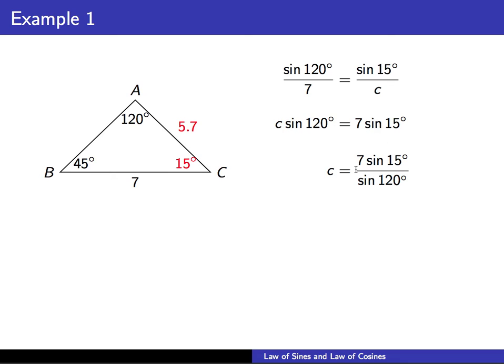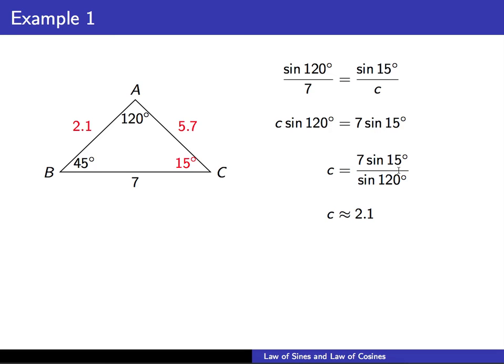If you'll notice, the only difference between what we entered into our calculator in the last step and what we have now is we had sine of 45 before, now we have sine of 15. Everything else is the same. So we might be able to save a little time by just changing the 45 degrees to 15 degrees. And when we do that, we get C is about 2.1.